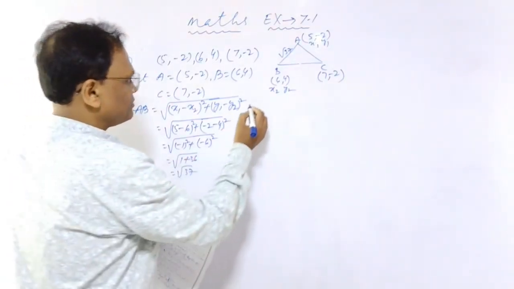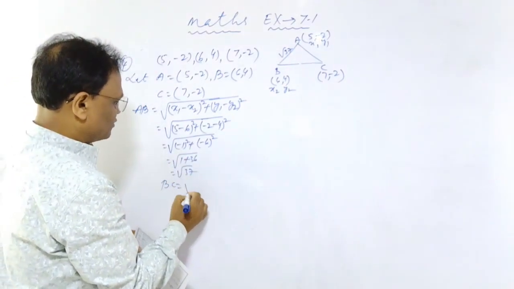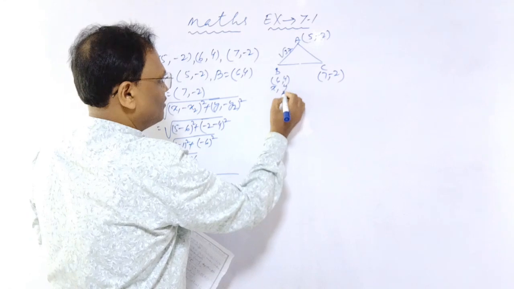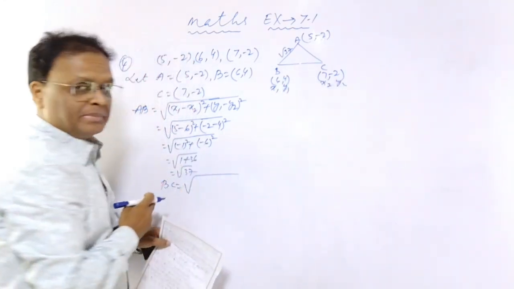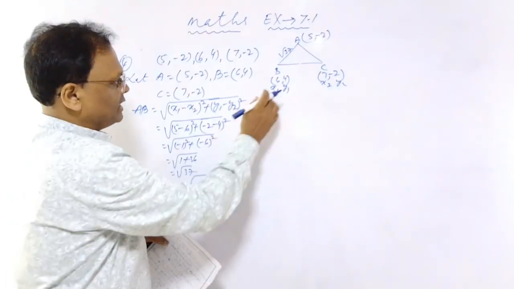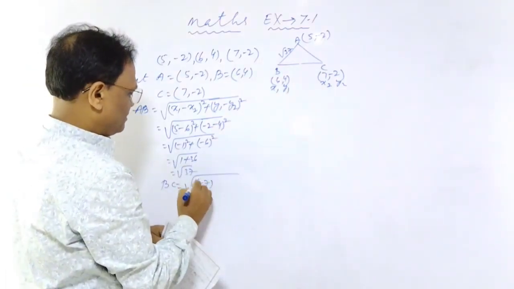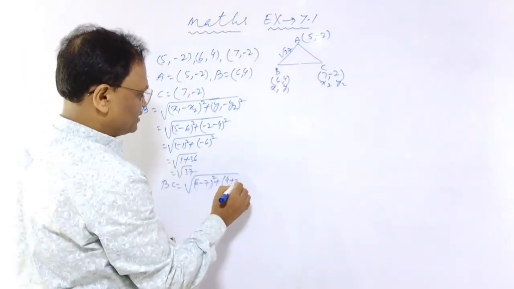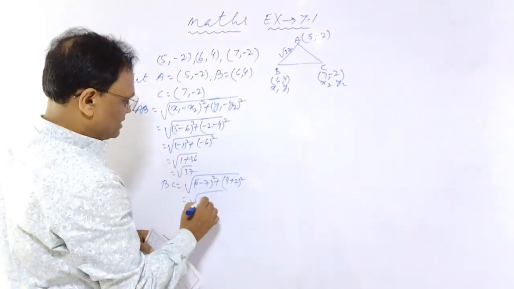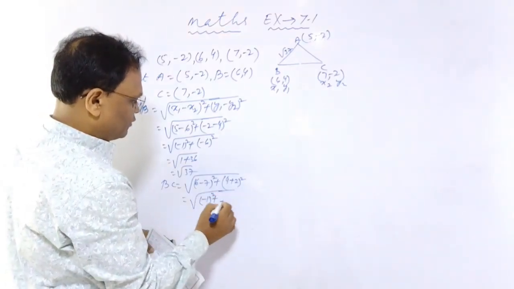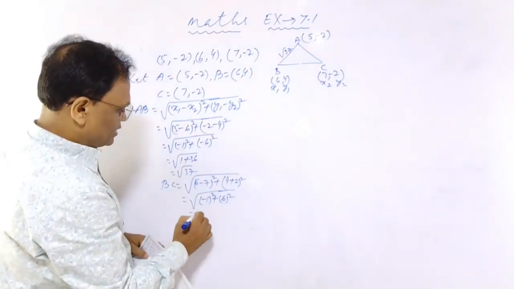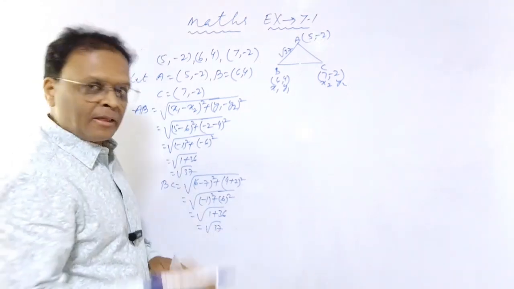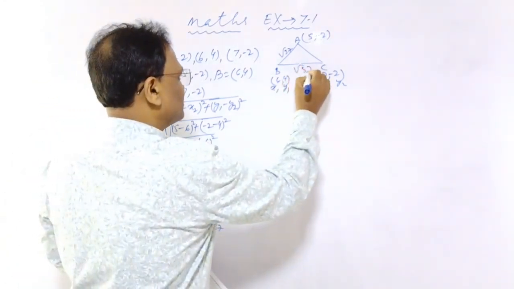Now find BC. I have to use the same formula, but my x1, y1, x2, y2 will be the points of B and C. x1 minus x2, 6 minus 7 whole square, plus y1 minus y2, 4 minus of minus 2, whole square. 6 minus 7 is minus 1, squared is 1, plus 4 plus 2 is 6, squared is 36. 1 plus 36, again I am getting 37. So BC also is root 37 units.